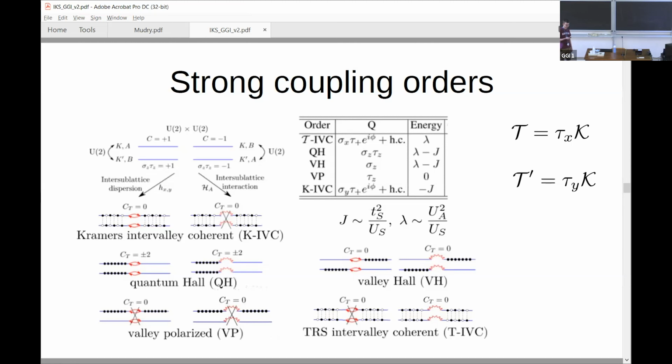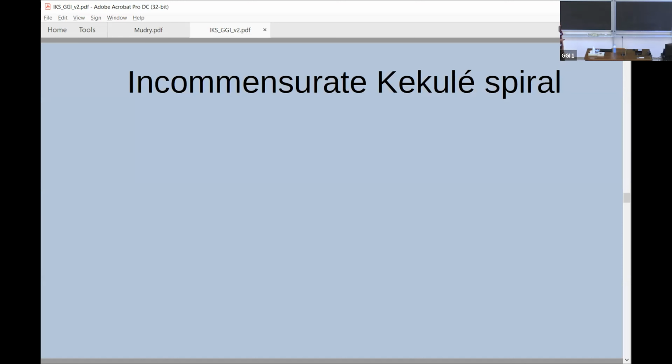So this is going to be the exact ground state of twisted bilayer graphene at integer filling of the Moiré unit cell. And so I'm now going to argue that when we add some additional perturbations to the Hamiltonian, in fact, it stabilizes a different kind of state, which I call this incommensurate Kekule spiral. And we get transitions between these Kekule spiral states and the strong coupling states as we tune certain parameters in the Hamiltonian.